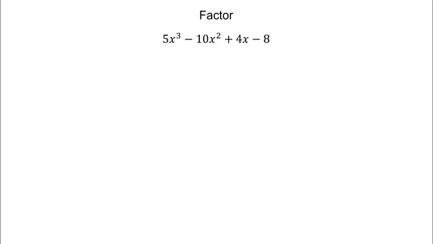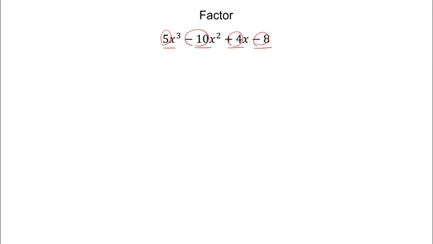So here we're asked to factor the expression 5x to the third minus 10x squared plus 4x minus 8. The first step to factoring any polynomial is to look for a GCF amongst all of our terms. Well, we can see that we have 1, 2, 3, 4 terms in this polynomial. Let's see if we can find a GCF amongst all 4 of the terms. Let's start with the coefficients. 5, negative 10, 4, negative 8. Is there a number that you can think of that will evenly divide 5, negative 10, 4, and negative 8?